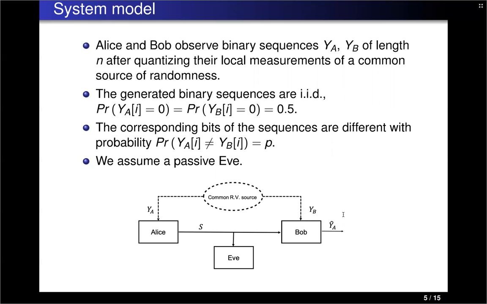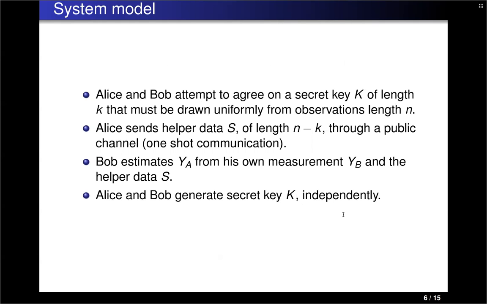Here we assume that Eve is passive, which means that Eve doesn't make any attack, and she only listens to the messages in the public channel. I should add that we assume a one-shot communication. So Alice sends the helper data S, which has a length n-k. And at the end, Alice and Bob generate the secret key K of length k independently.